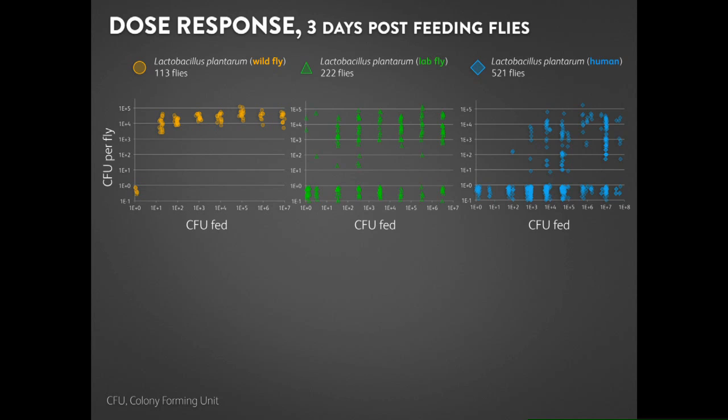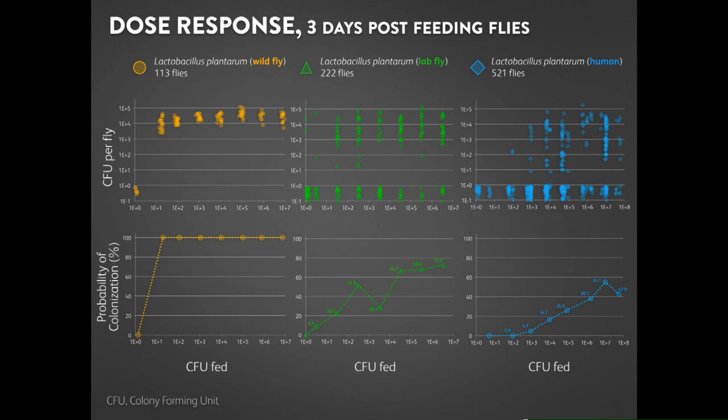Interestingly, when we feed the other strains to the fly, the dose response gives a different profile. The first thing is that a lot of flies are not colonized after 3 days. And the second thing is that the number of bacteria shows a higher variation between individuals. So from this data, we calculated the probability of colonization as a function of the input.